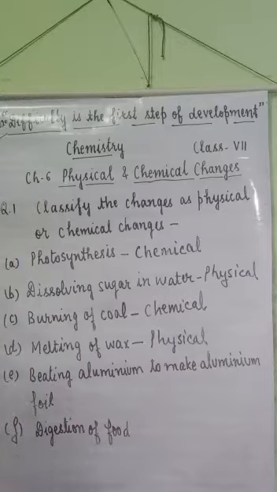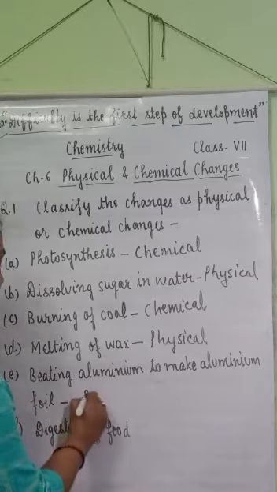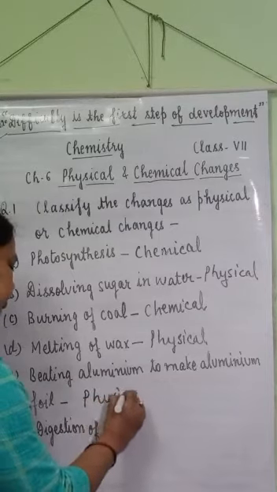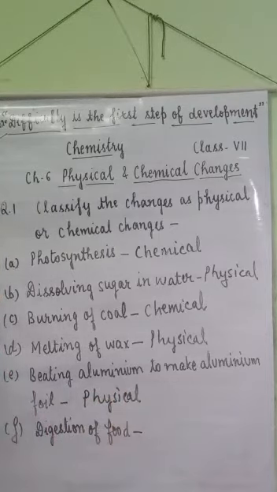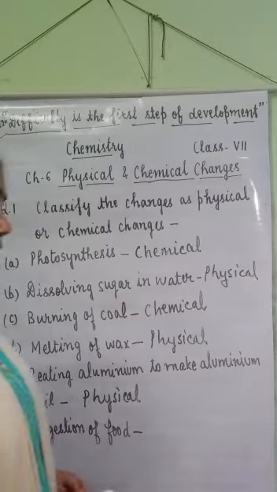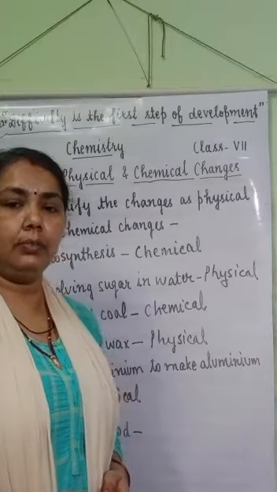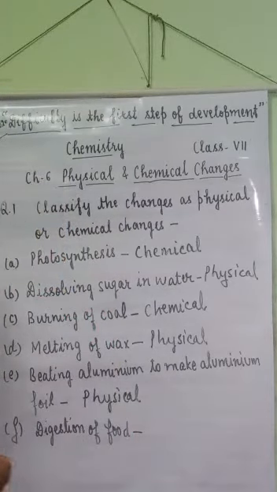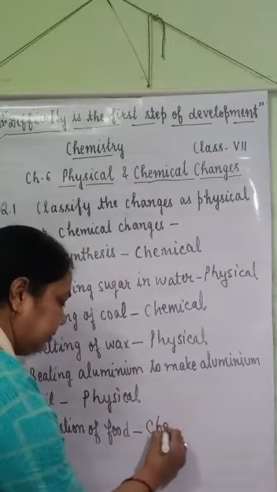Beating aluminium to make aluminium foil. When aluminium metal is beaten by a hammer and converted into aluminium foil, only its shape is changed, so it is a physical change. And digestion of food. When we eat food, it is digested by the reaction of some enzymes present in our body and releases energy. So it is a chemical change.